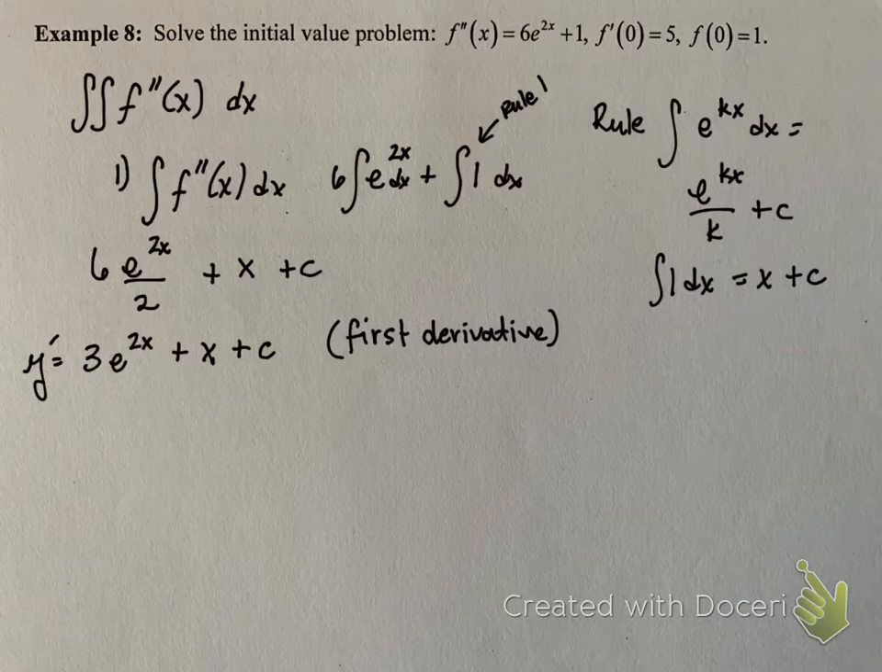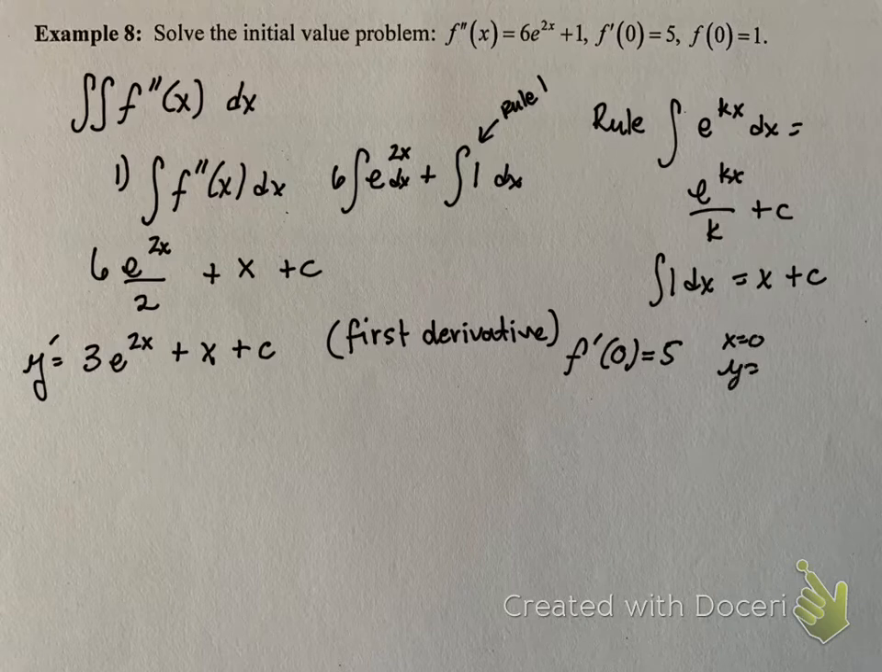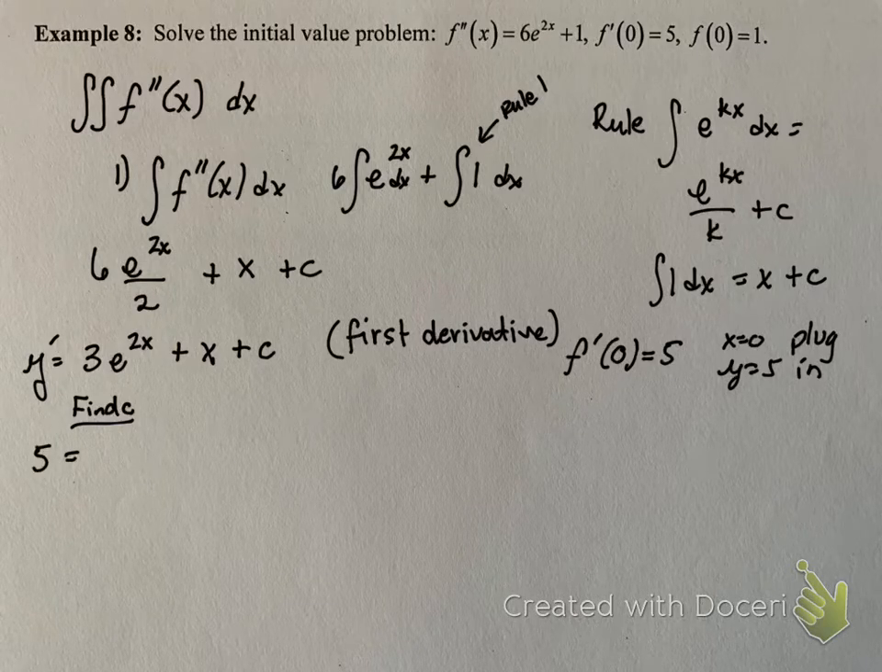All right, so the information that I know right at this moment is that at the first derivative, when x equals 0, y equals 5. Okay, so x equals 0, y equals 5. I'm going to plug these values in to find c. So the first derivative's value was 5 for y, and then all of my x values are 0.